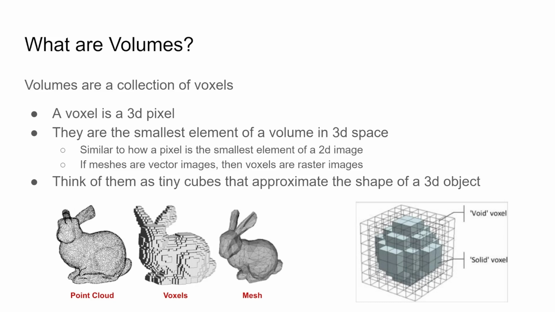Volumes are essentially a collection of voxels. And if you've ever played Minecraft, voxels are basically just 3D pixels. So think of them as tiny, tiny cubes in 3D space. They are the smallest elements of a volume. If you have ever drawn or used Photoshop, a pixel is the smallest element of a 2D image and voxels are the smallest elements of a 3D volume.